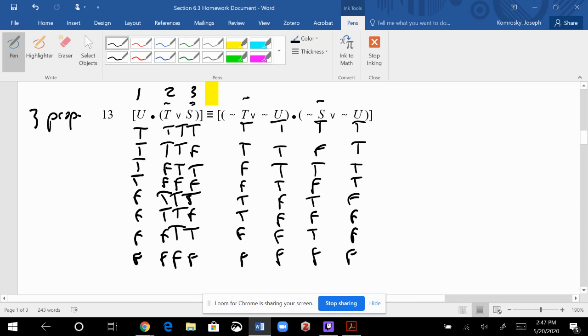Okay, so that guy. And then I have to take him and solve for the conjunction over here. And for the conjunction, in order for it to be true, both sides have to be true. So true and true, true; true and true, true; false and true, false; true and false, false; false and false, false. So I know that that's my main operator inside the brackets.